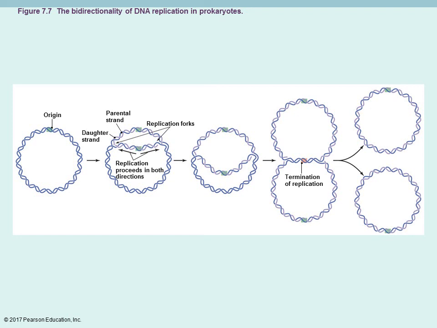You can see the original darker parental strand, and the lighter strand is the new daughter strand being formed. It just continues and proceeds in both directions until you reach that termination point, and then the 2 coils will separate, and you now have 2 copies of the original DNA. It's identical to what you started with. For each set, you have one original parental strand and one new daughter strand.